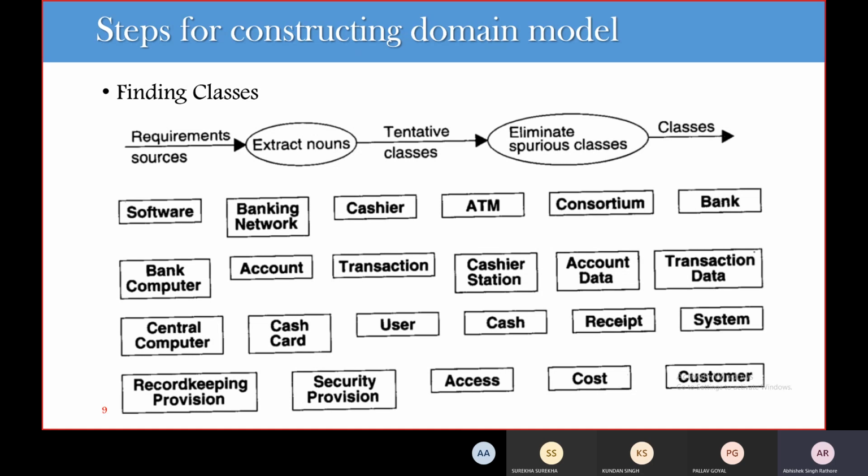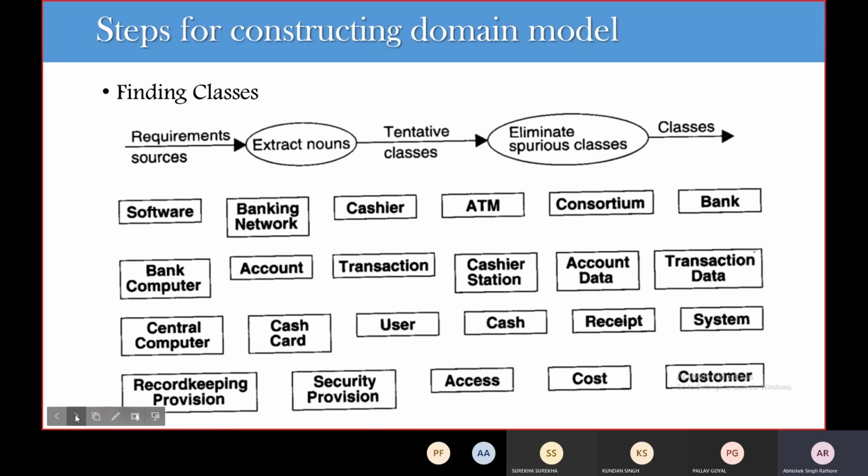Let's consider an example for your ATM system. So this is the ATM or banking system that is available. We have some different classes that are available. So this is how we can identify different classes. Let's say we have some software, we have a banking network, ATM, consortium, bank, and so on. So this is how we can identify different classes for your domain.